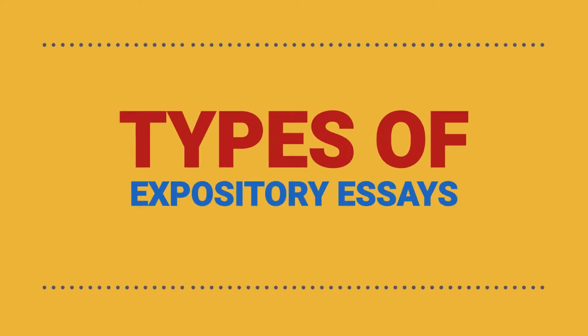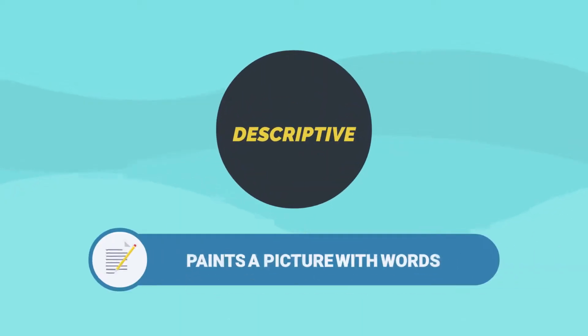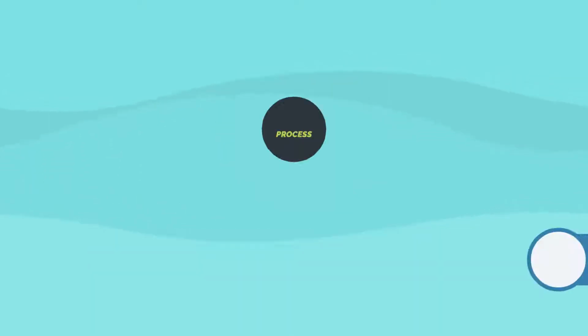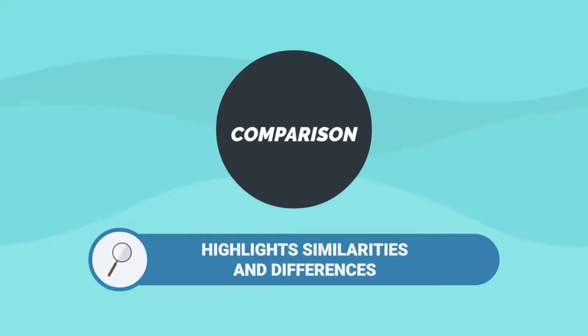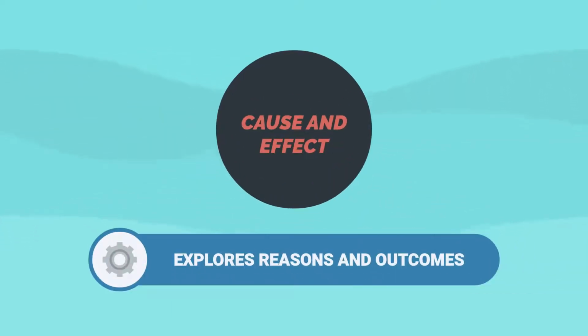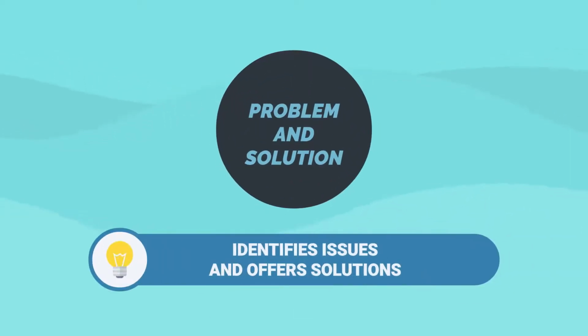There are several types of expository essays. Descriptive, paints a picture with words. Process, provides step-by-step instructions. Comparison, highlights similarities and differences. Cause and effect, explores reasons and outcomes. Problem and solution, identifies issues and offers solutions.